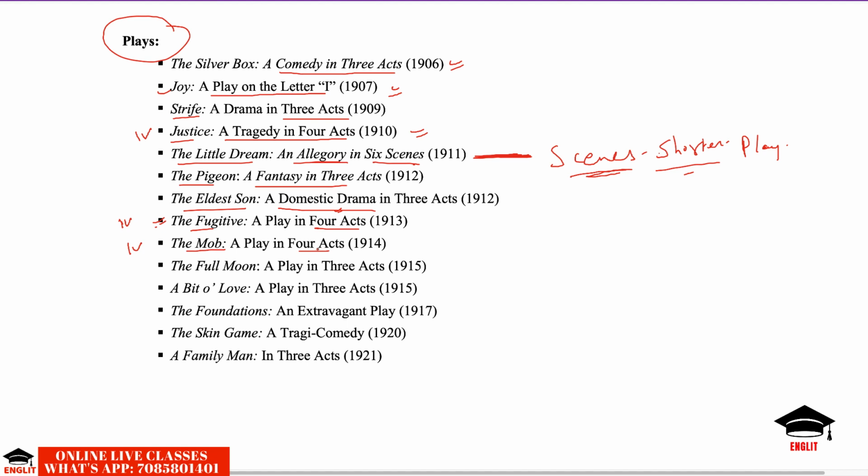He did not write any 1 act play. He did not write any play named as a 1 act play. So don't get confused about his writing 1 act plays. All he wrote were 3 acts plays, 4 acts plays, or simply scenes. We have a play of 6 scenes, we have a play of 7 scenes, we have a play of a single scene. We will come to that ahead.